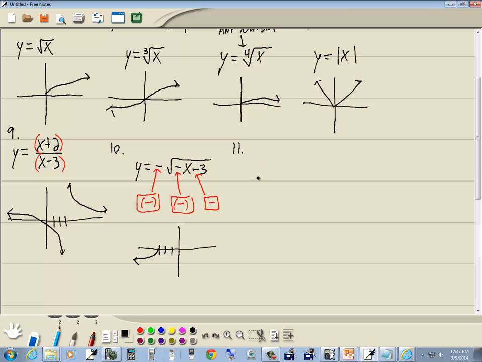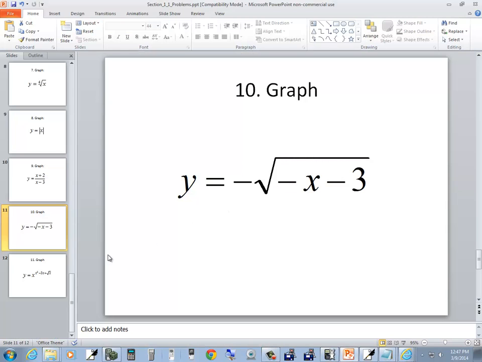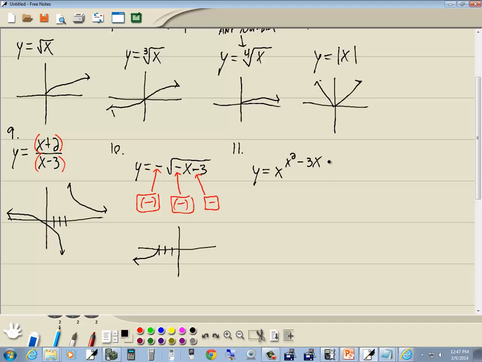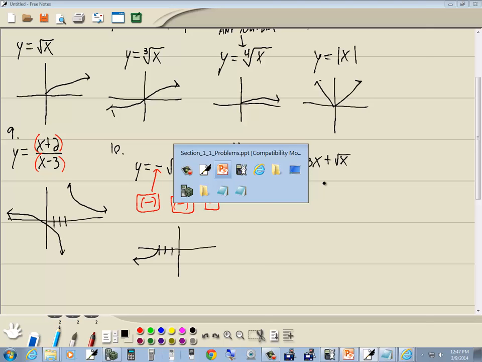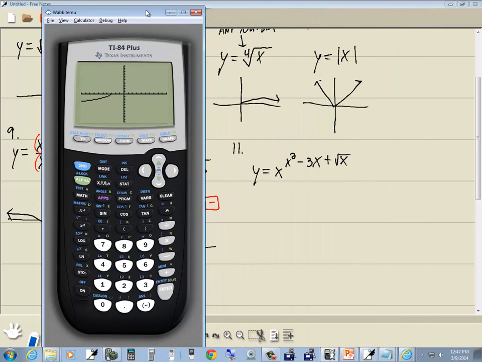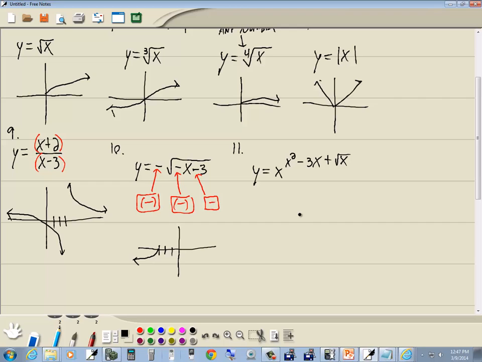Okay, our last one. We got y is equal to x to the power of x squared minus 3x, plus square root of x. This is what I'm talking about. We get into a harder problem that's a combination of all our basic building blocks. Remember what I said earlier. If you have more than a single number or single x in your exponent, the trick is to put parentheses around the exponent. So when I plug this in, I want to put parentheses around the exponent.